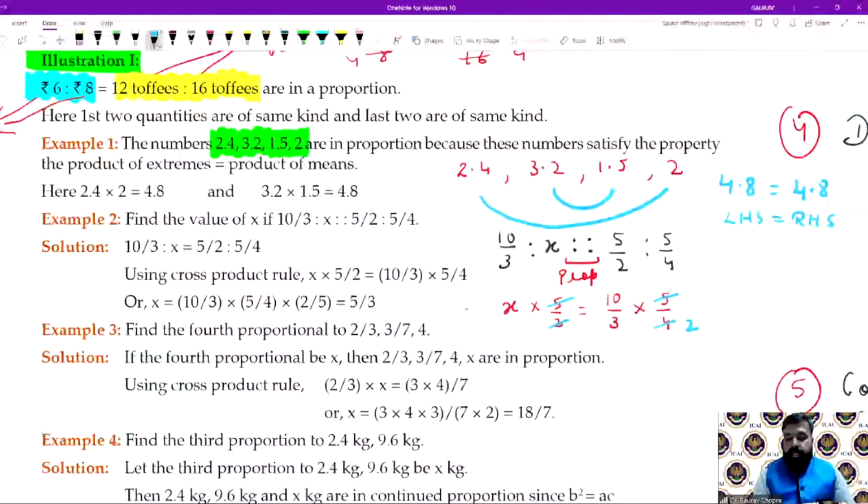So what we are getting finally is 10 by 6, or we can say 5 by 3. So 5 by 3 is the final result. So the value of x becomes 5 upon 3. All right. So this was example number 2.